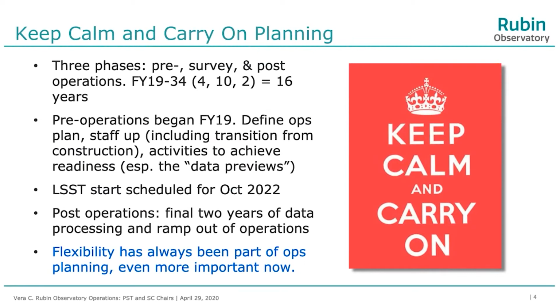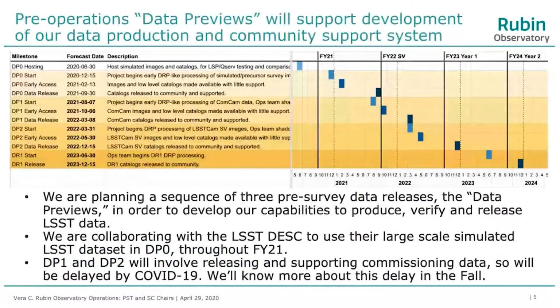So the data previews. Here's a chart that we showed at the PCW last summer. The later phases of the data previews, those that depend on the commissioning data, those are the ones that we should expect to slip because of the construction delays. But we're focusing on the first data preview, DP0, and are collaborating with LSST Desk. We'd like to use their large-scale simulated dataset in DP0, and that would be our main project for FY21. DP1 and DP2, as I said, will involve commissioning data, so we should expect them to be delayed, and we'll know more this fall. So data previews are important to us. They're basically the activities through which we'll develop our capability to produce, verify, and release LSST data. And we hope that the science community finds them useful in their own preparations as well.